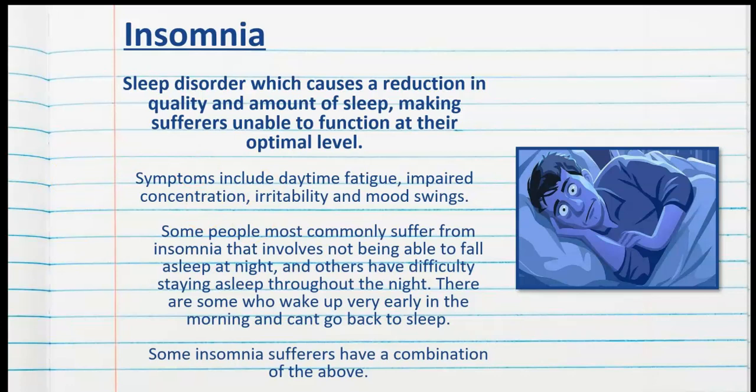So some people most commonly suffer from insomnia that involves not being able to fall asleep at night. So that's the most common type. So they take several hours to fall asleep at all. Once they're asleep, they're fine, but they obviously just don't have enough hours because it's taken them too long to get to sleep.